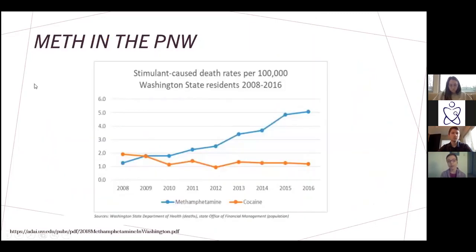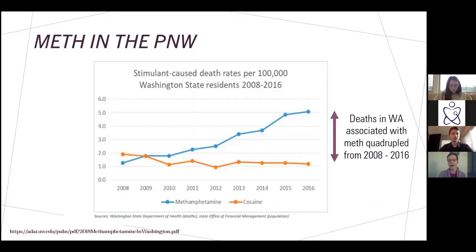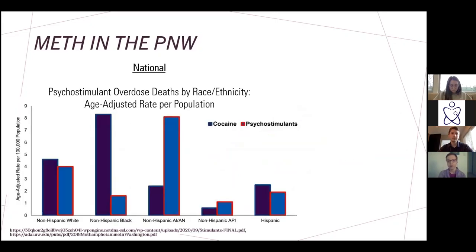And similarly, as more meth has come into Seattle, the rates of overdose have increased as well, pretty dramatically. Between 2008 and 2016, the overdose rate actually quadrupled. These are deaths that were primarily attributed to methamphetamine overdose with no other primary cause seen. So, big change there.